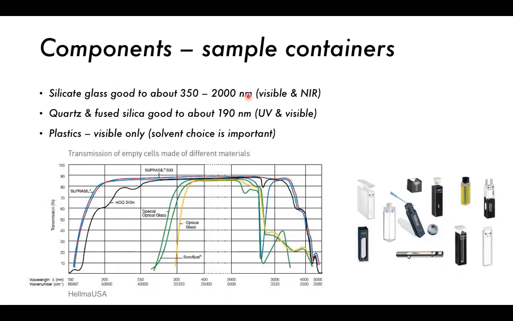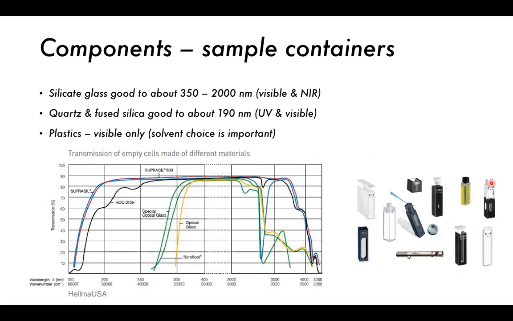So silica glass, good to about 350 to 2000 nanometers, visible and near IR. Quartz and fused silica, good to about 190 nanometers, UV and visible. Plastics, visible only. And solvent choice is important here, because if we have a solvent which is going to dissolve our sample, then we're going to have a big, big problem. Like if we put an organic solvent into our plastic cuvette, it is going to get degraded pretty quickly. Our sample is going to be ruined and our measurement is going to be meaningless.